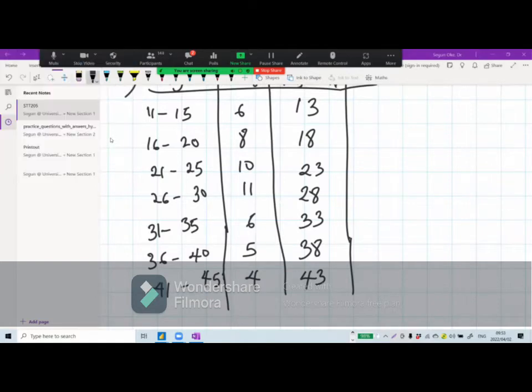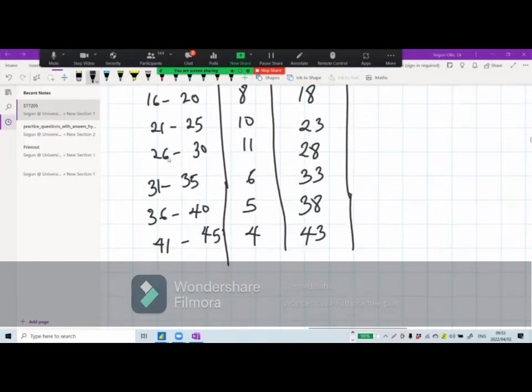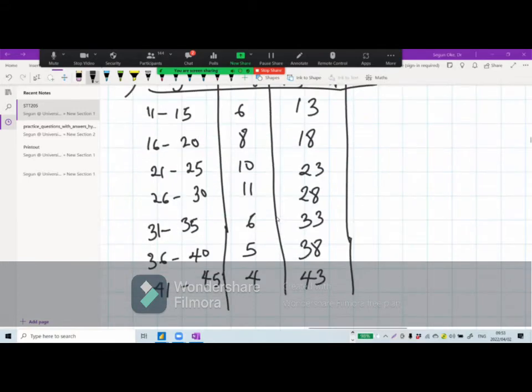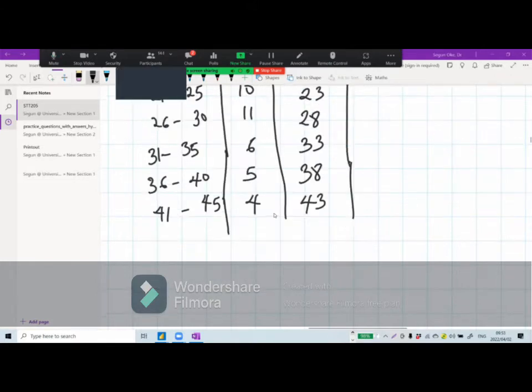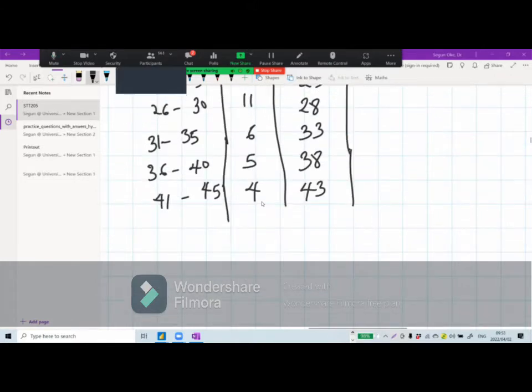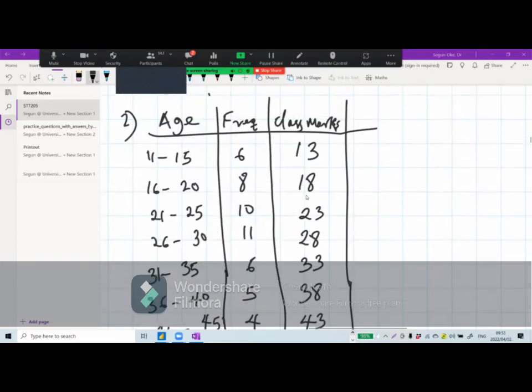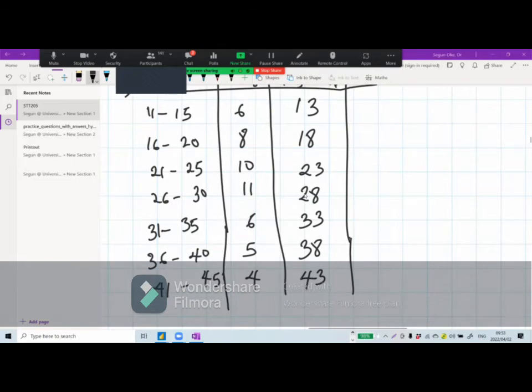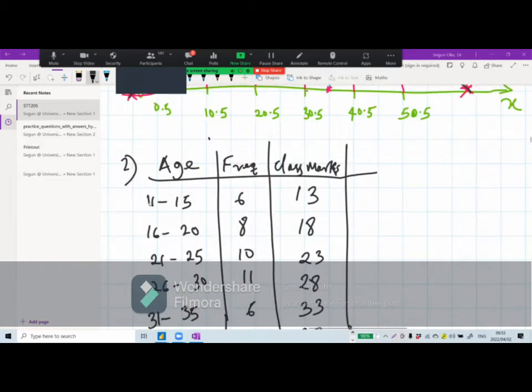Let's move on. So we can now go ahead and sketch. Number one thing you need to know when you are trying to draw this. Abosede, yes? Good morning, sir. Please, sir, how do we get the class marks? Add the ages together. Look at the first age. What is the first one?